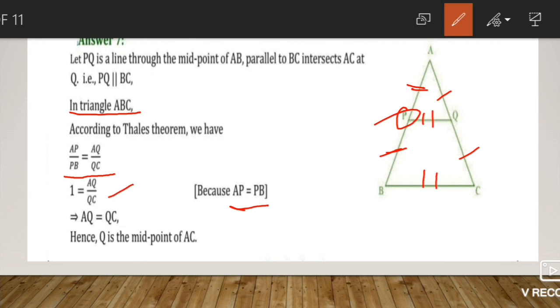So, if you do the cross multiplication, you will get AQ is equal to QC. That means this portion is equal to this portion. The measurement of AQ and the measurement of QC are the same. This is possible when Q is the midpoint. That's why Q is the midpoint of AC. In this way, you can prove the midpoint theorem by using the basic proportionality theorem. Okay, so this one is a very easy one.